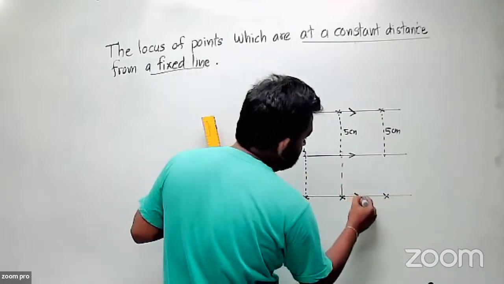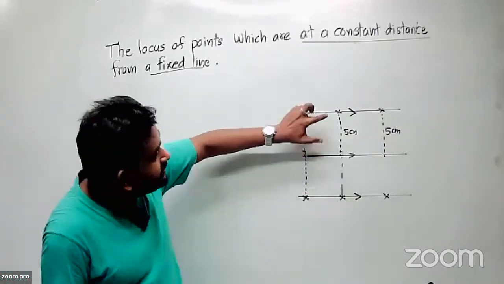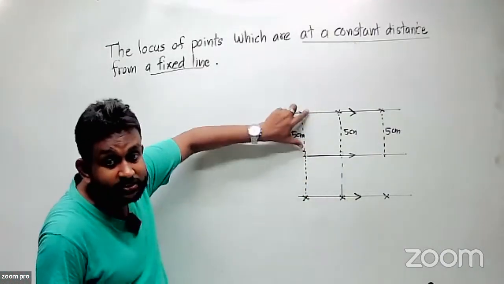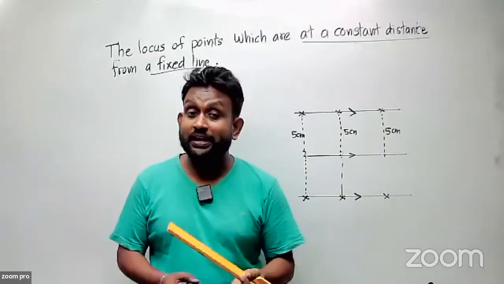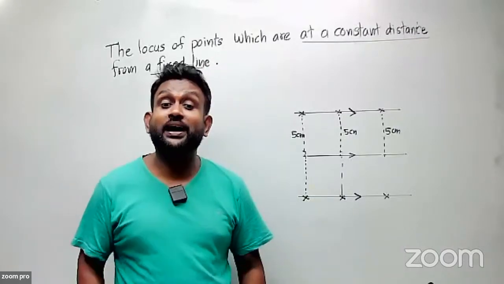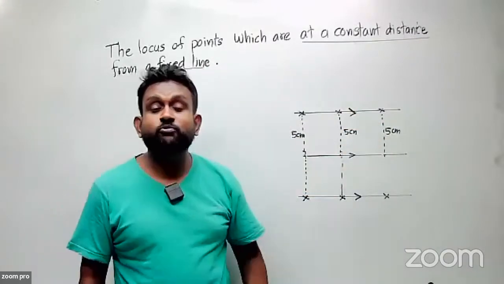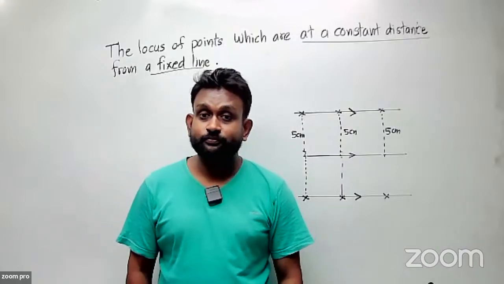Another line parallel to this goes there. So what are the locus then? These are the two locus which satisfy the equidistance to a given straight line, fixed line. So that is called the parallel line. On the top and the bottom we can draw two parallel lines having equidistance.